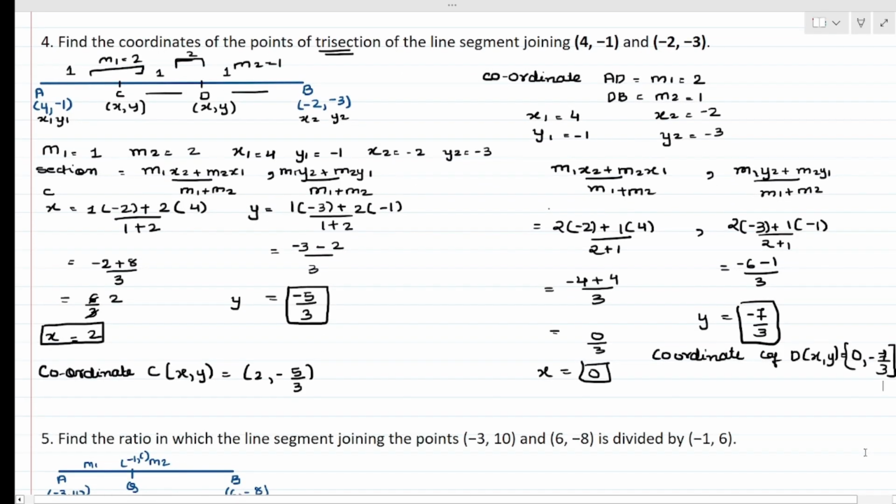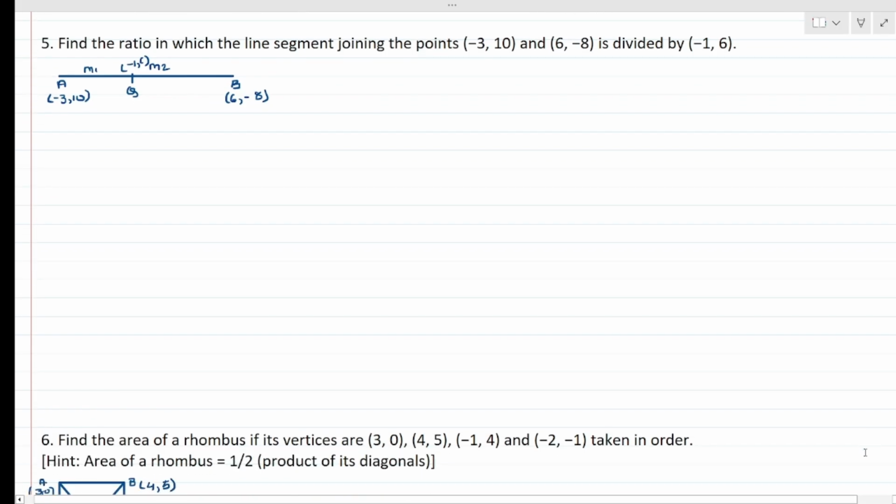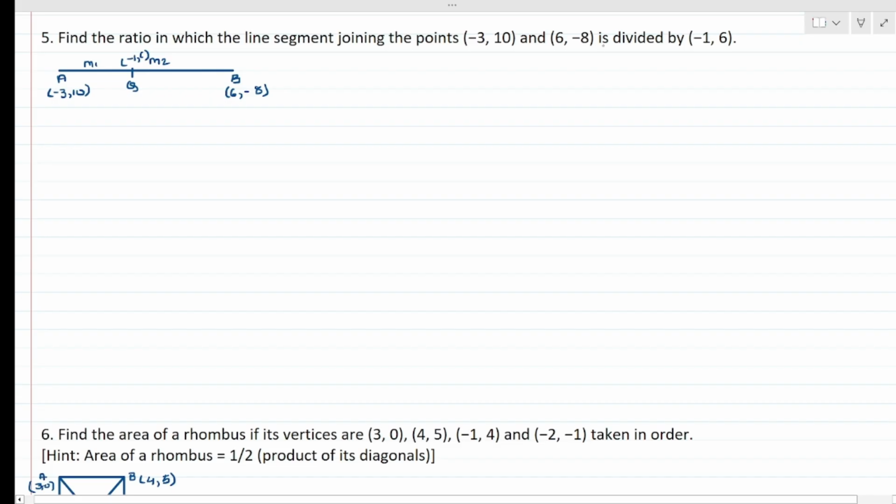Okay, this was the trisection. Now comes: find the ratio in which the line segment joining the points minus 3 and 10, and 6 and minus 8, is divided by minus 1 comma 6. That means in this case the coordinates of Q are already given. It's minus 1 and 6. We need to find the ratio in which it is divided. That means we will again use the section formula.